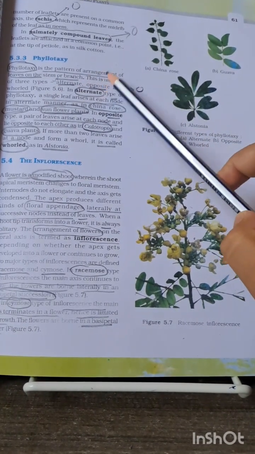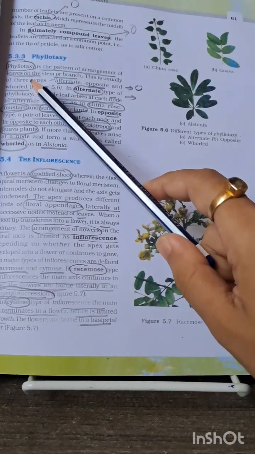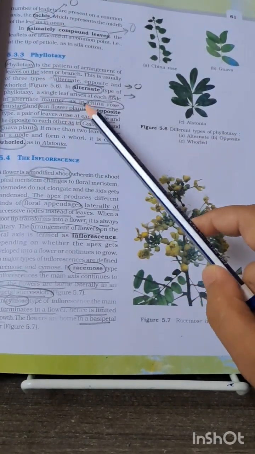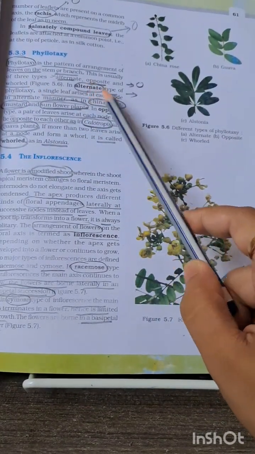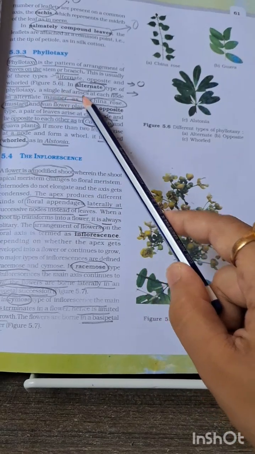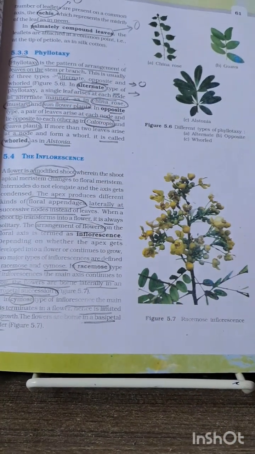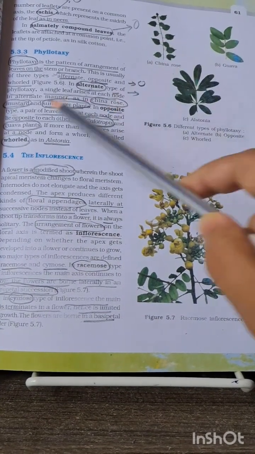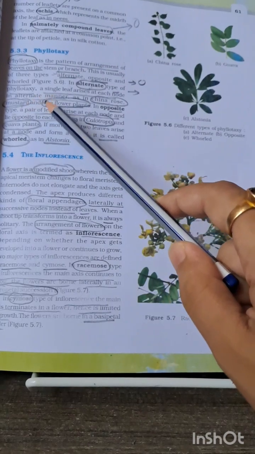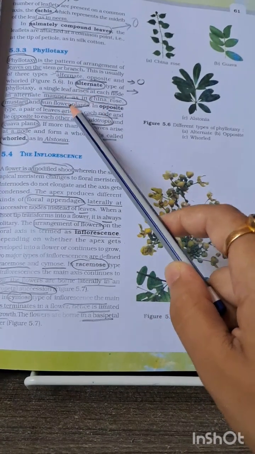These types are usually asked in your board examination, that is alternate, opposite and whorled. But what is important from the MCQ point of view is the examples given here. Alternate type is that phyllotaxy where a single leaf arises at each node in an alternate manner. So you can see here it is alternate manner. The examples are China rose, mustard and sunflower plants. Three examples are given, and you have to be very careful about these examples.